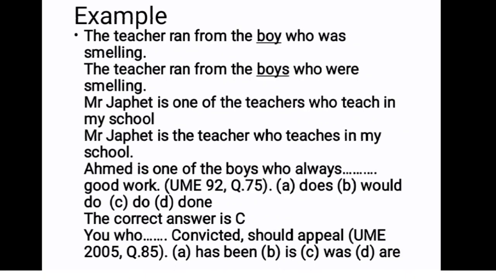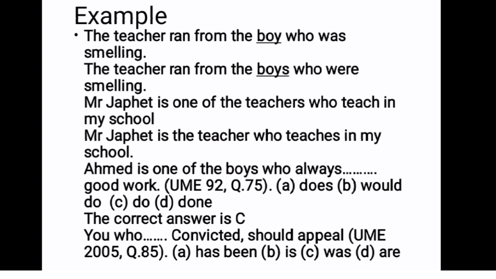So we're going to look at an example. The teacher ran from the boy who was smelling. So if you look at it, the boy is only one person. And who, a relative pronoun, is used, so we have was, which is singular. The teacher ran from the boys who were smelling. This one now is the boys, having an S.